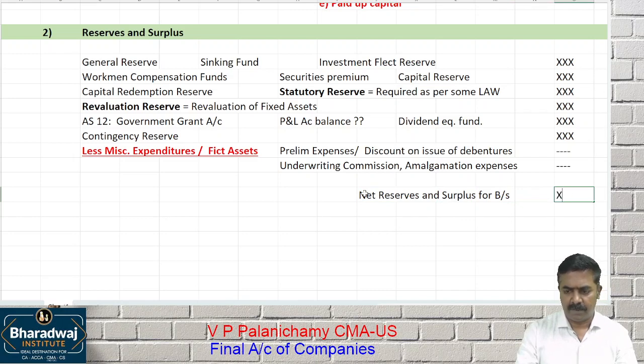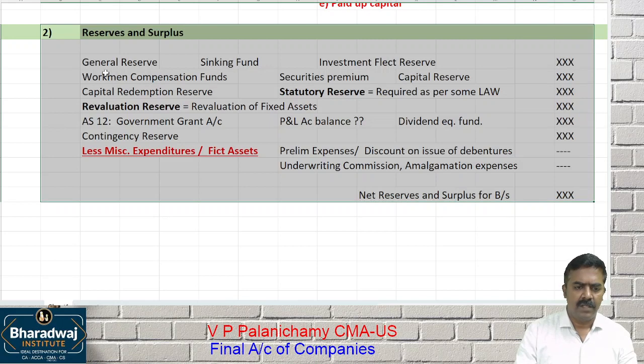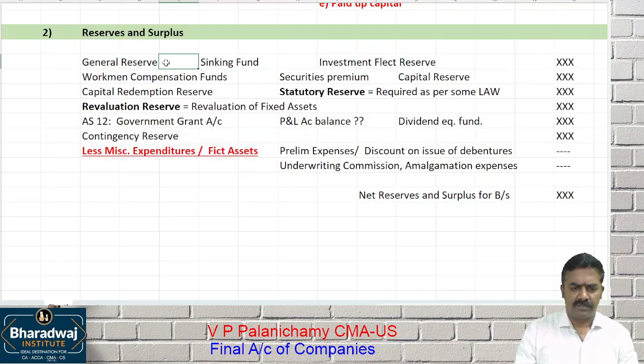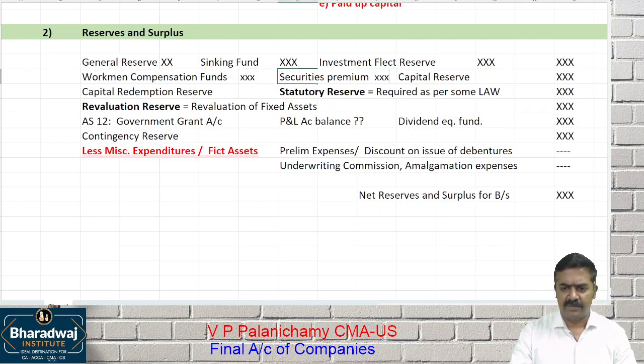Take up this note. So add up all the general reserve, sinking fund, investment fluctuation fund. Add up all the workman compensation fund, securities premium, capital reserve. Add up all the reserves. Then you can take capital redemption reserve, all statutory reserves, you can add up.